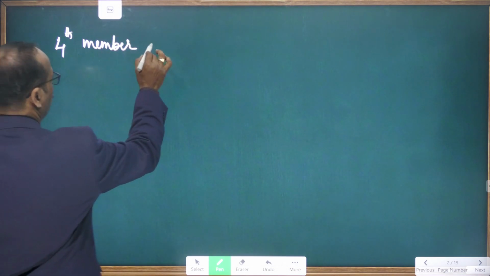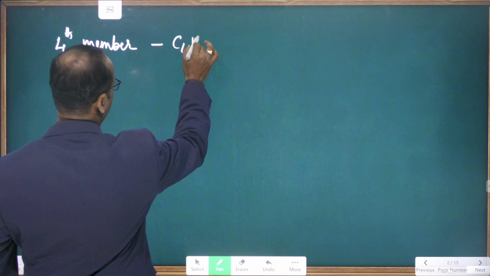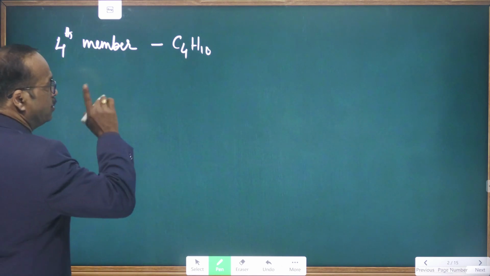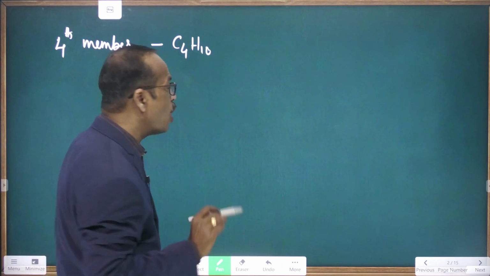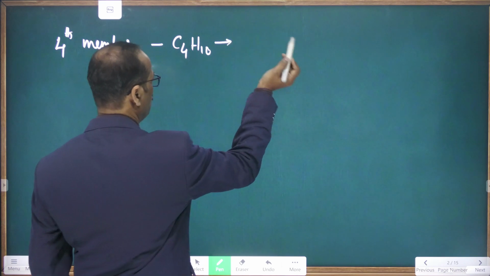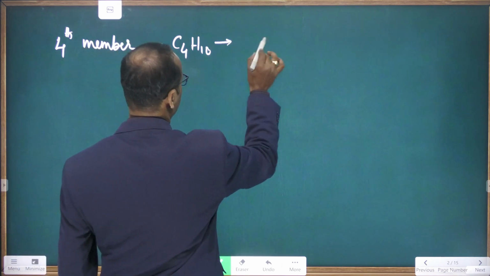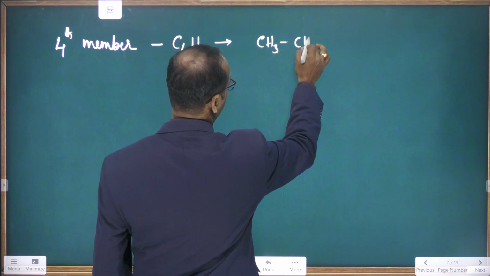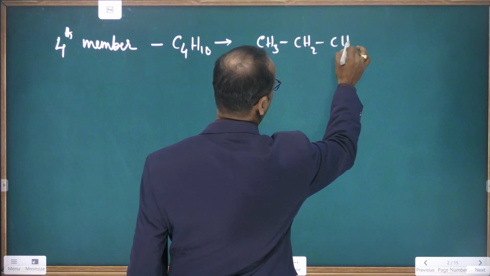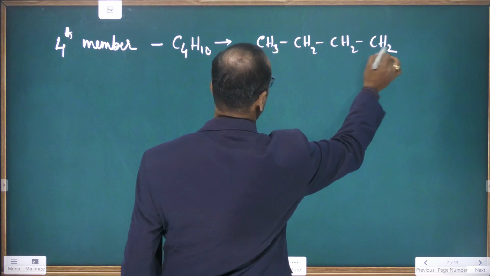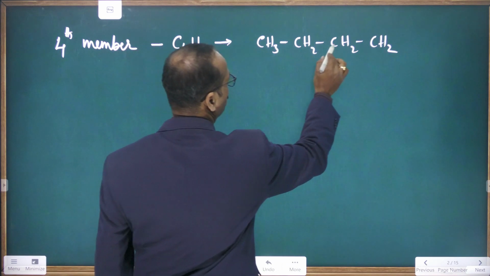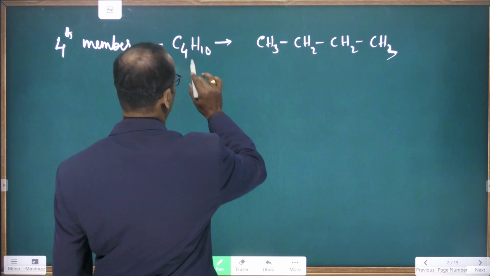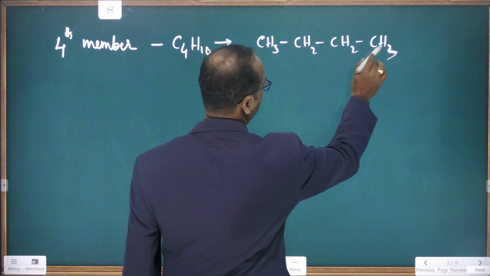What is the fourth member? The fourth member is C4H10. Okay, so for C4H10 I should give the name. How can I give it? I can give it in two ways. The first one, what I said: first 4 carbons, CH3, CH2, CH2, CH3. So C4H10: 1, 2, 3, 4 carbons and 10 hydrogens. 3 plus 2, 5 plus 2, 7 plus 3, 10.